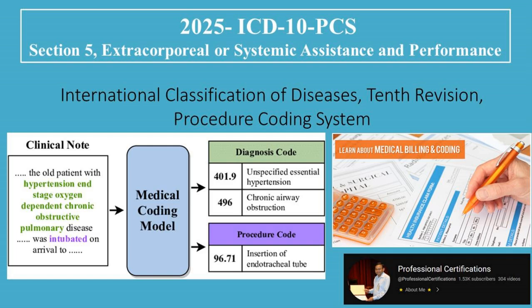Welcome back to our ICD-10-PCS 2025 series. In this video, we're going to explore Section 5, Extracorporeal or Systemic Assistance and Performance. This section includes procedures where machines help or perform a body function, like mechanical ventilation, dialysis, or heart-lung bypass. Let's make it simple and easy to understand.